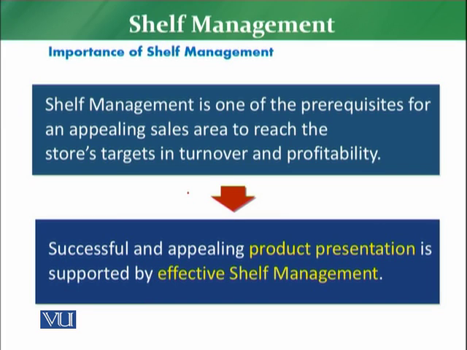After discussing this objective, we have the key importance of shelf management in front of us. Shelf management is one of the prerequisites for an appealing sales area. The prerequisite to get an attractive sales area is shelf management. And how can it be done? It can be done to reach the sales targets of turnover and profitability, because the store wants to increase its turnover and its profitability, and these objectives can only be achieved if you have an attractive, appealing sales area for the customer, and of course it is a prerequisite for shelf management.